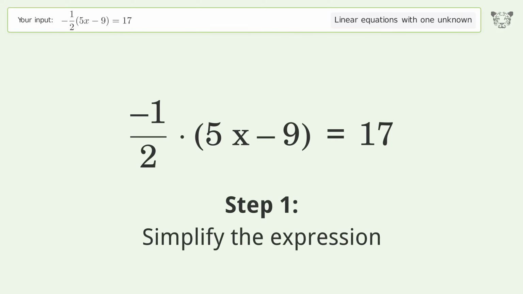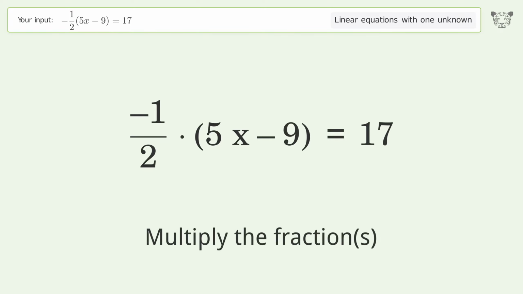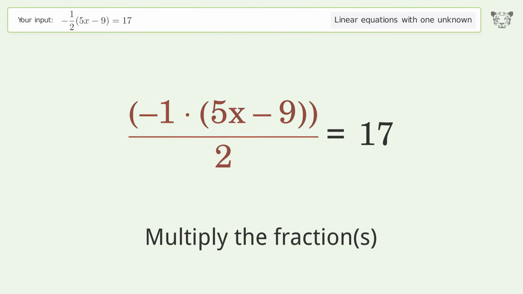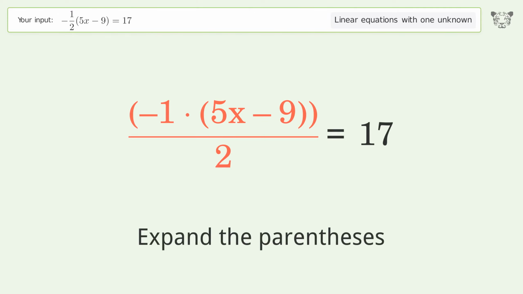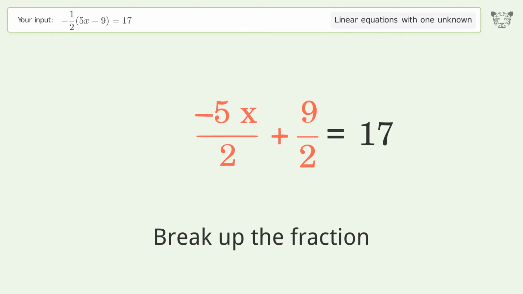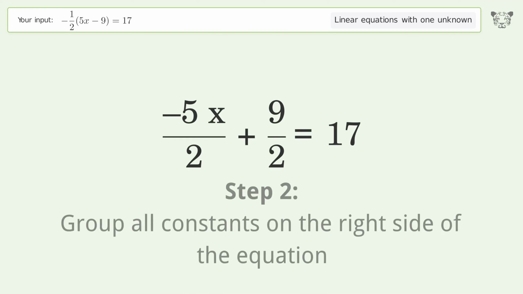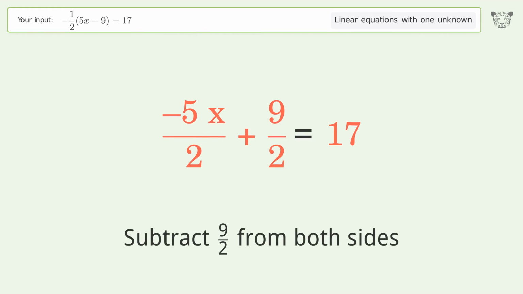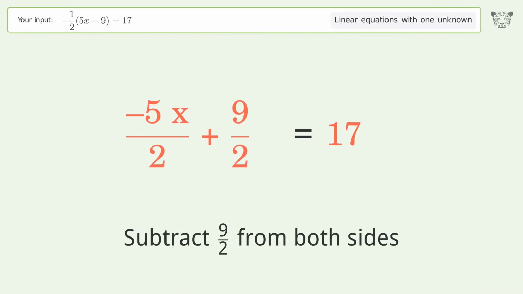Simplify the expression. Multiply the fractions. Expand the parentheses. Break up the fraction. Group all constants on the right side of the equation. Subtract 9/2 from both sides.